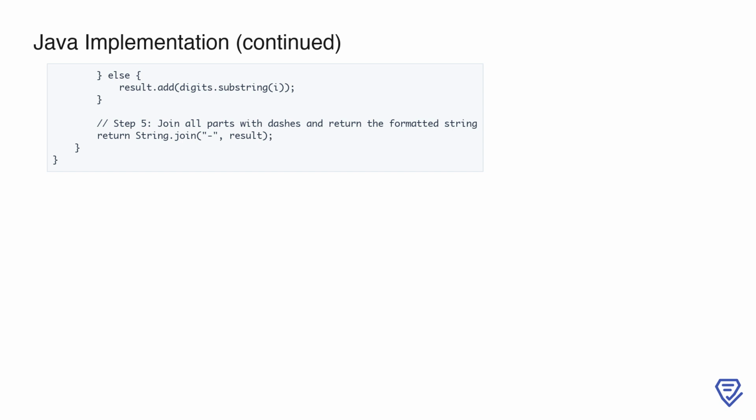Finally, after processing all the digits, we join the blocks together using dashes to create the properly formatted phone number. The string.join method is ideal for this, as it allows us to concatenate the blocks with a specified delimiter. The method then returns the formatted phone number as a string, completing the implementation.